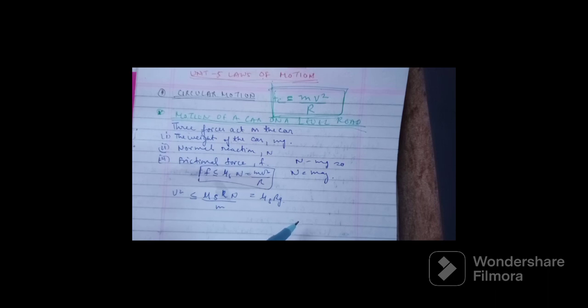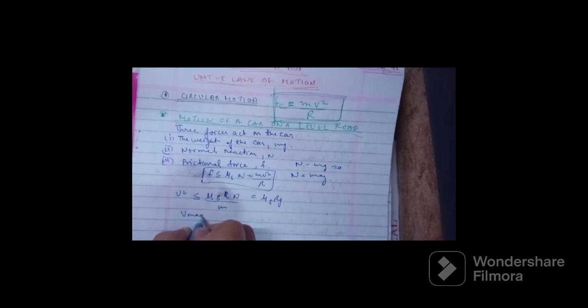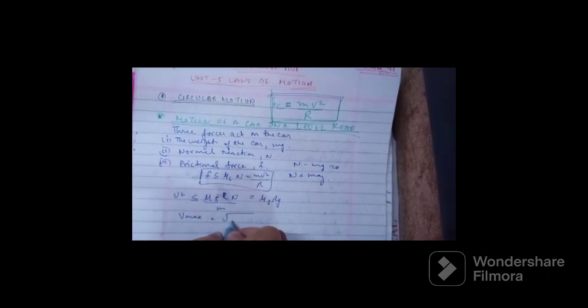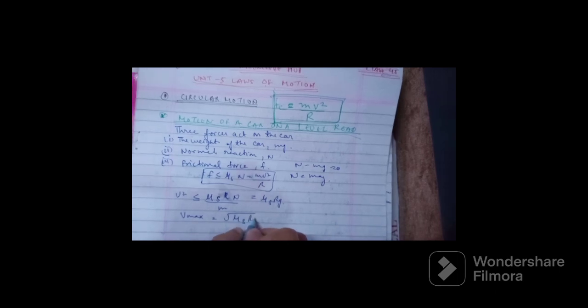This shows that for a given value of mu s, there is a maximum speed for circular motion of the car possible, namely v max equals under root mu s r g. Now let's discuss the motion of a car on a banked road.